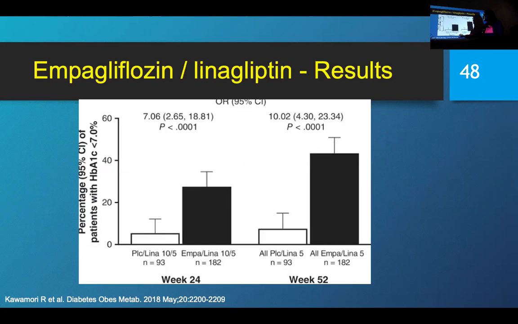The proportion of patients reaching the target at week 24 with the empagliflozin linagliptin group was higher than those in the placebo and linagliptin group. At week 52 also, the proportion of patients reaching the target was higher in the combination group compared to the placebo group.